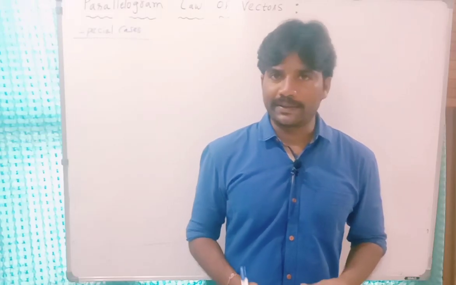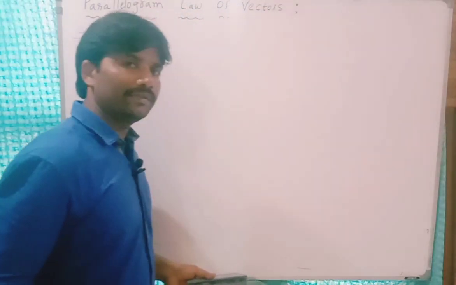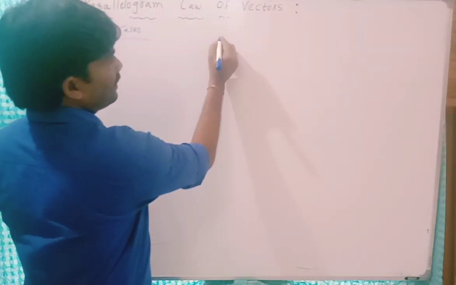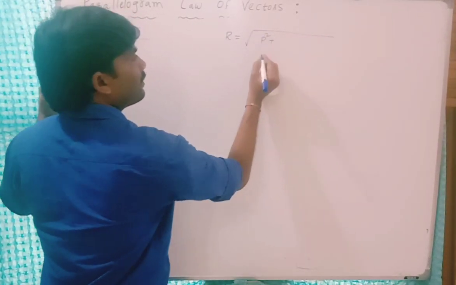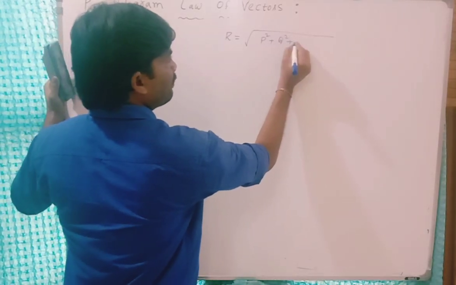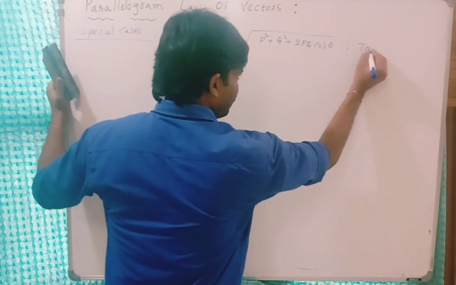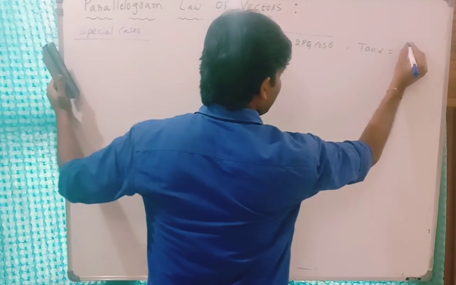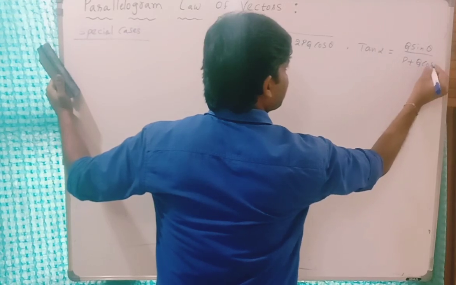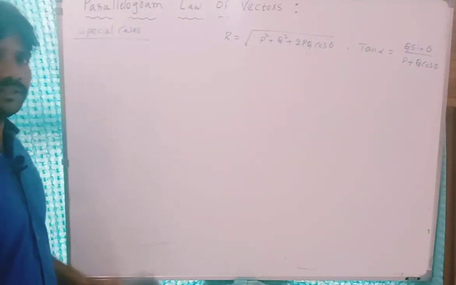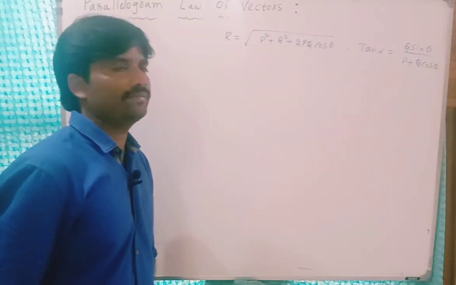Now I am going to explain special cases of the parallelogram law of vectors. As we derived the magnitude and direction of the resultant of two vectors, what is the magnitude of the resultant of two vectors p and q? Root of p square plus q square plus 2pq cos theta. This is the magnitude. And for direction, we have written this equation: tan alpha equals q sin theta by p plus q cos theta. These two equations can give the magnitude and direction of that resultant vector r.